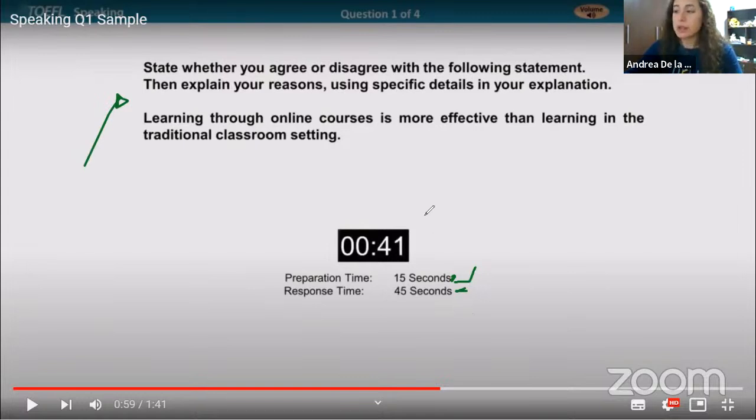That's it. What else do I have to say? You have the timer, as you can see, so you can see how much time you have left in each part. You have the question too. It won't disappear. And after the 45 seconds are over, they will stop recording, so you have to stop speaking. They won't count anything else that you say after the time.